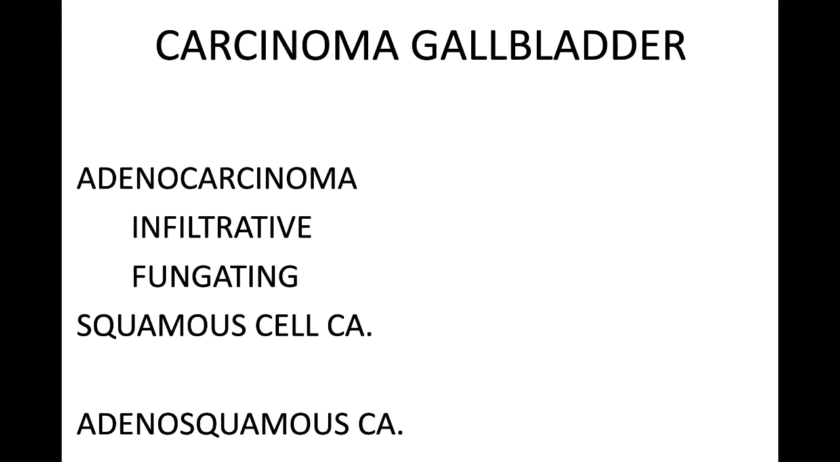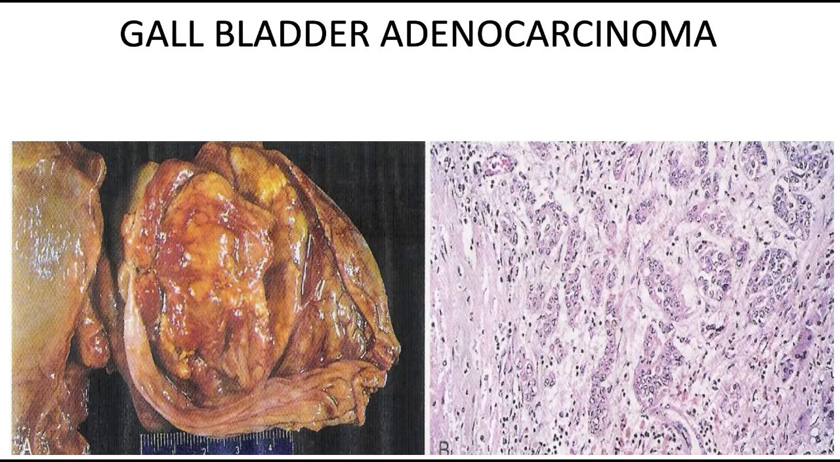As for the clinical features, this carcinoma gallbladder is insidious in onset, and we cannot differentiate it from the clinical features of chronic cholecystitis. Tumors are always unresectable when discovered. So this is a good picture of a gallbladder with exophytic growth. It's a gray white growth with hemorrhages, necrosis, and all.